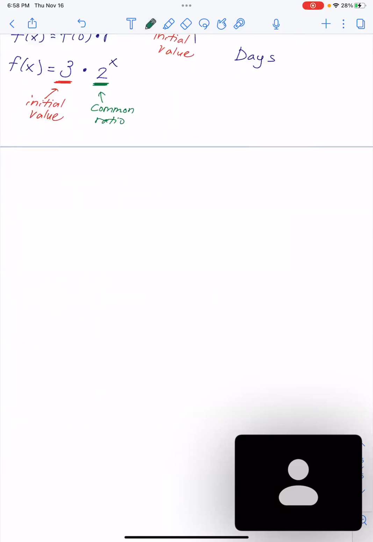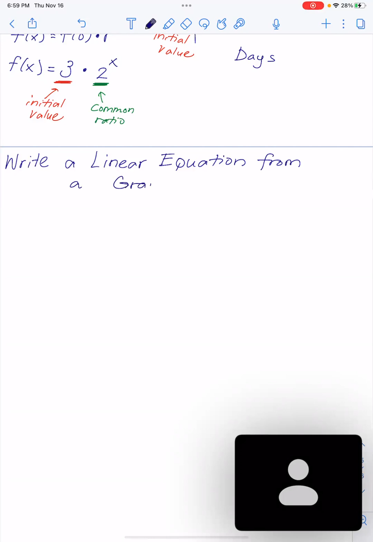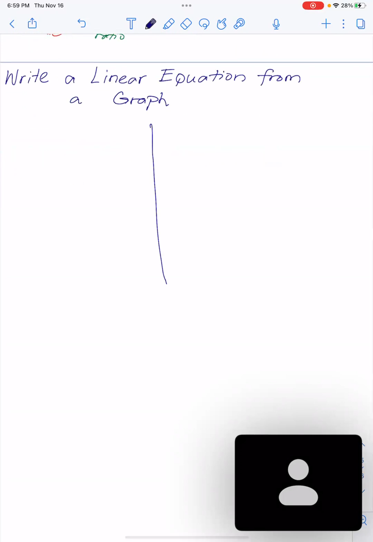I have one last thing I want to say, which is, what if I want to write a linear equation from a graph? Okay, I'm gonna draw a graph. So draw some axes.